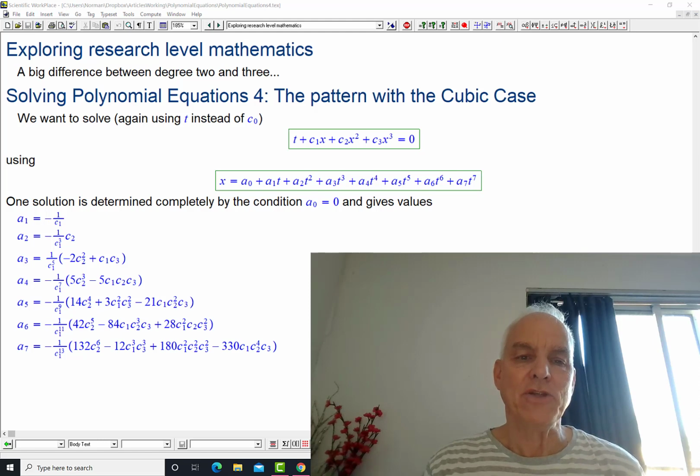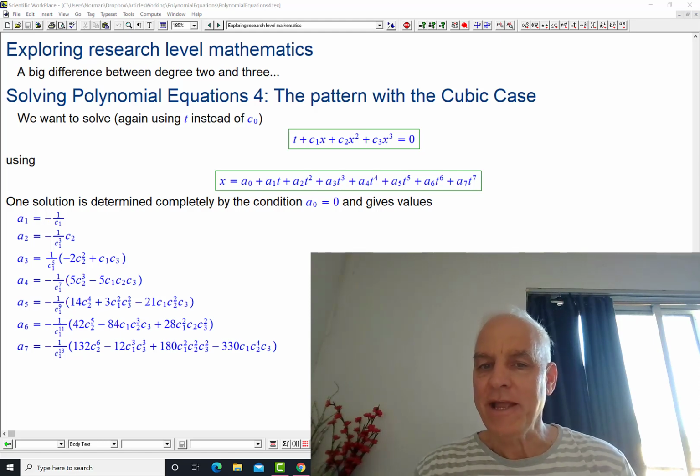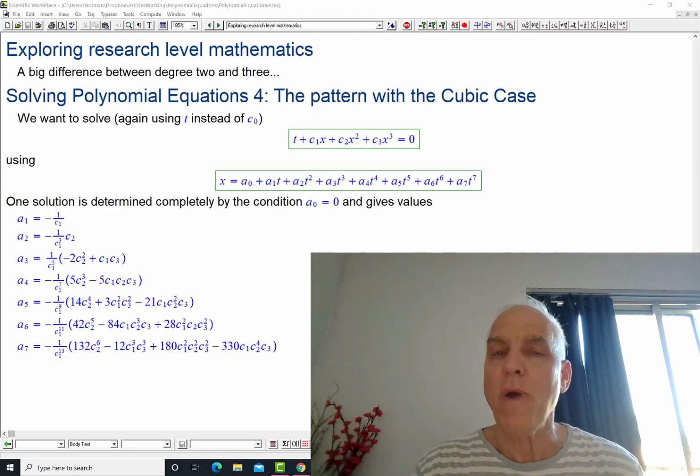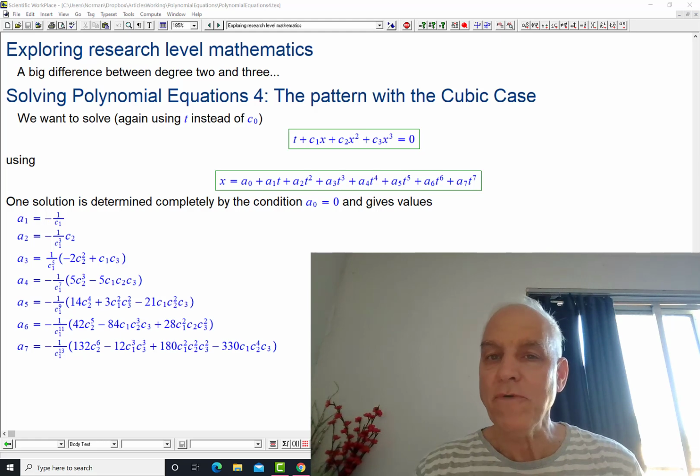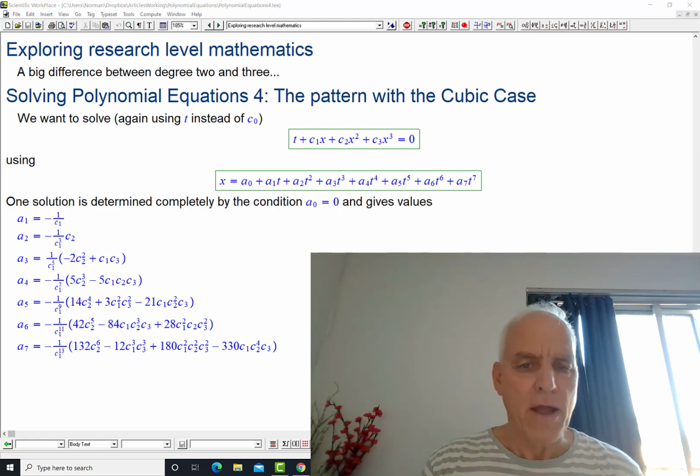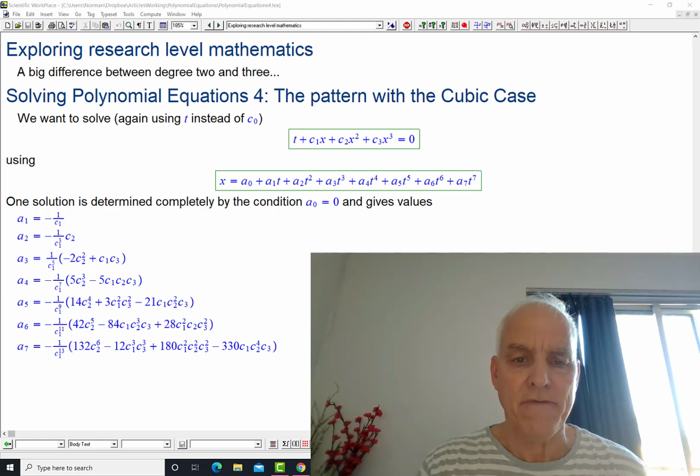We're looking at solving polynomial equations. We've introduced a new way of thinking about the quadratic case using power series rather than radicals. And we've moved to the cubic case where we've gotten some initial interesting kind of formulas.